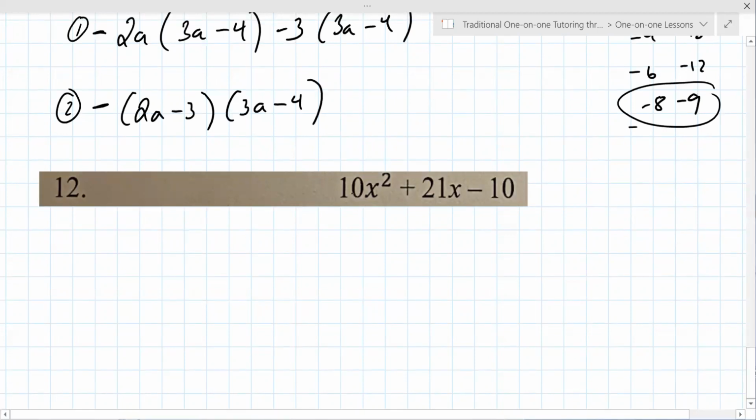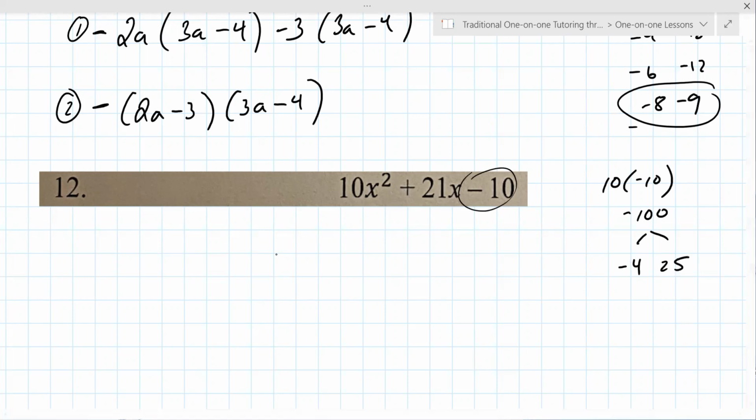So here, this one's a little bit different. You got 10 and negative 10, so you have to pair up the negative sign. 10 times negative 10 gives you negative 100. And now we want positive 21. You've got to be careful here, like what numbers are they? So I'm going to help here. It's negative 4 and positive 25. So we're going to write 10x squared minus 4x minus 25x minus 10.